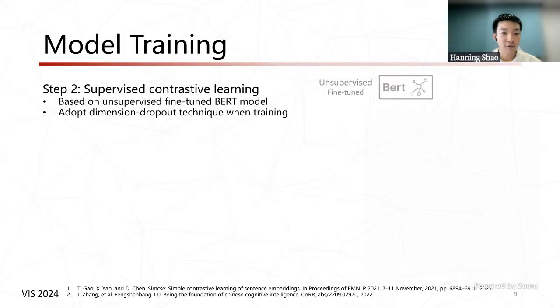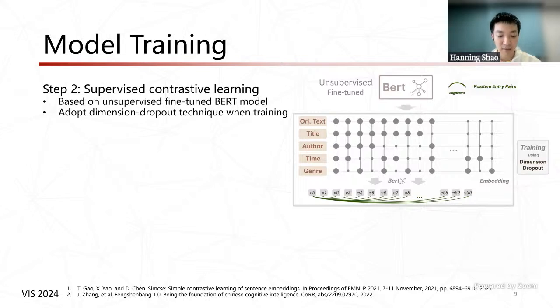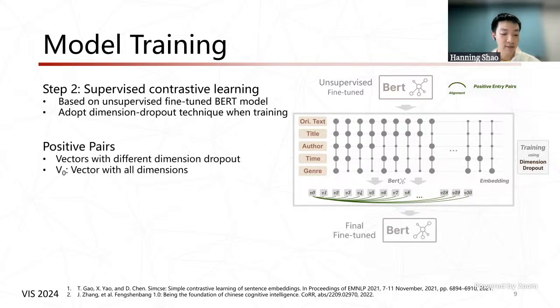And then for the supervised contrastive learning, we adopt a technique we call dimension dropout. There are 5 dimensions in each data entry, and we can get 13 situations when we set each dimension marked or unmarked, excluding the case that all 5 dimensions are marked, so that we can get 13 embedding vectors. And here the vector 0 stands for the situation that all 5 dimensions are visible. And thus, 13 pairs can be generated for the contrastive learning, and we get our final fine-tuned model.